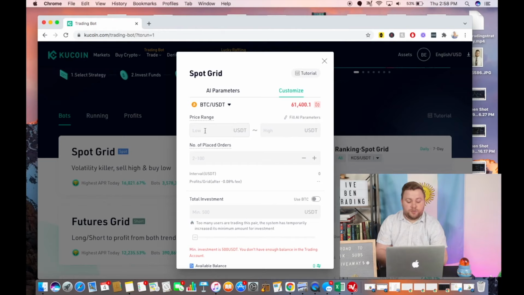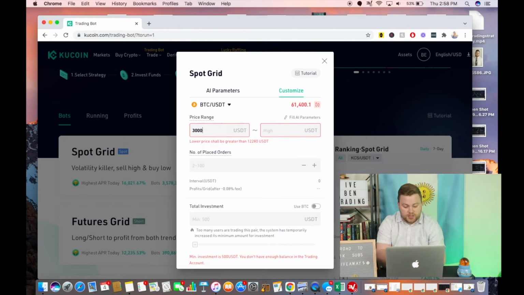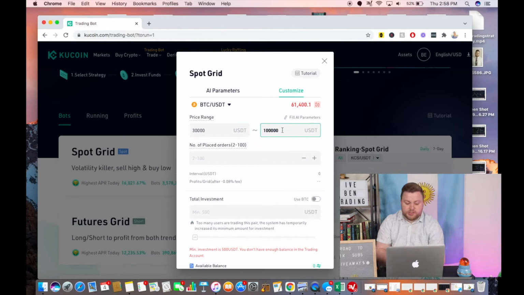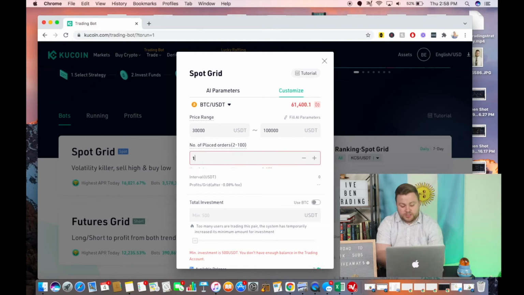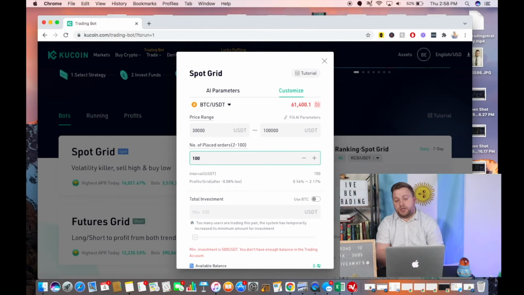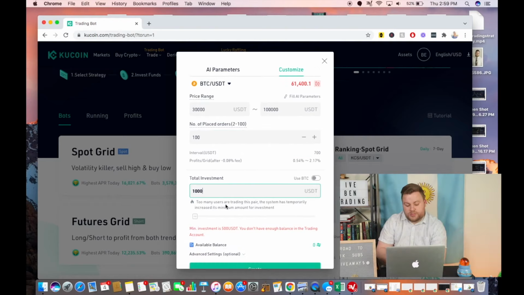For the price range, you could put 30,000 on the low end, and then on the high end, 100,000. And then the number of orders you want placed is you want it to be the max. So you want it to be 100. So that means it's going to place 100 orders between those price ranges. So then it doesn't have to move as much percentage-wise in order for your trades to be filled. So it says you need a minimum of $500, so you can just use 1,000.